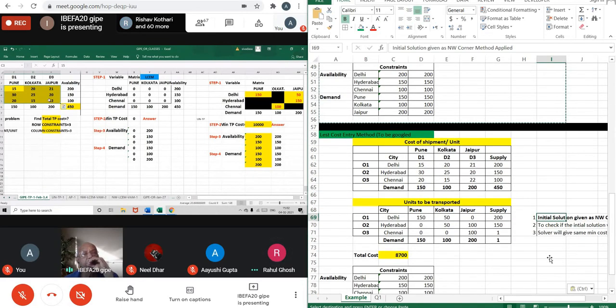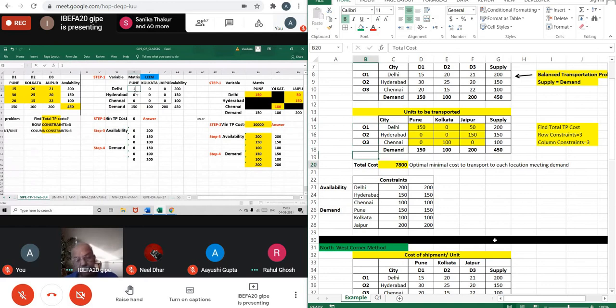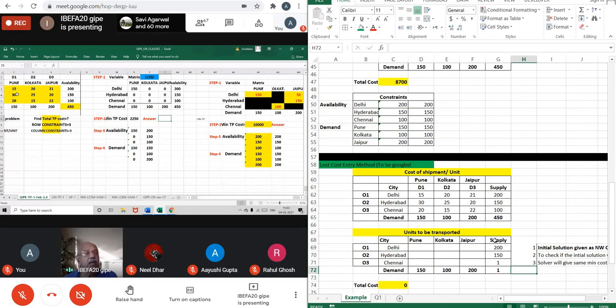Yes, suppose I choose Pune. How many can you allocate? 150. So these costs are nothing now, 30 and 20. Among the remaining costs, what is the minimum? 15 again. So only to Kolkata from Chennai I can give 100.